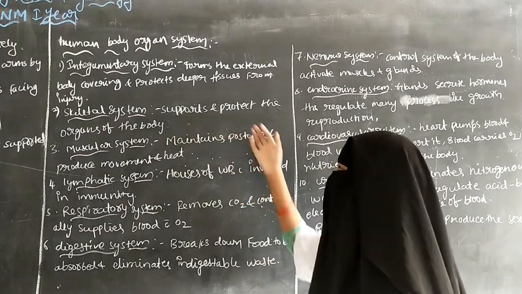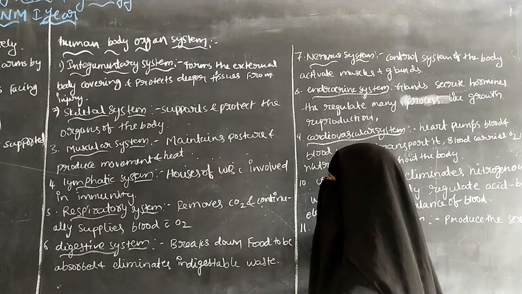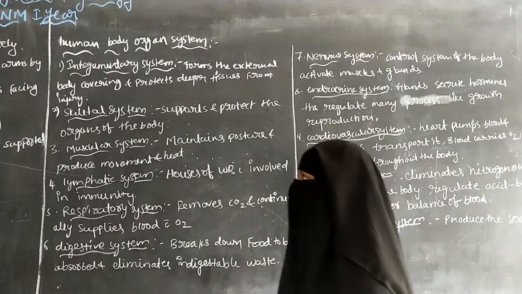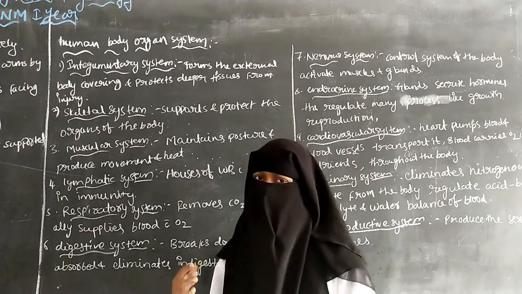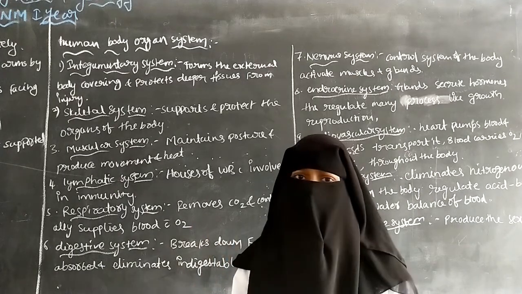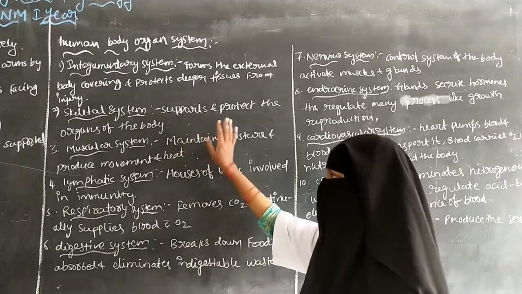So the skeletal system supports and protects the organs of the body. The bones protect and support the body organs, and they help in the movement of the joints. So it is the skeletal system.